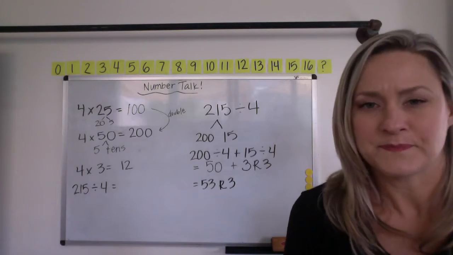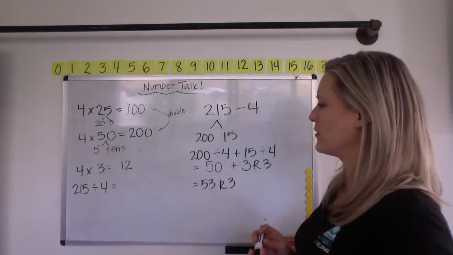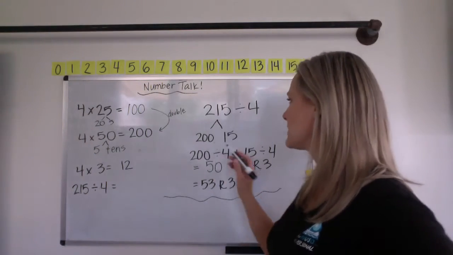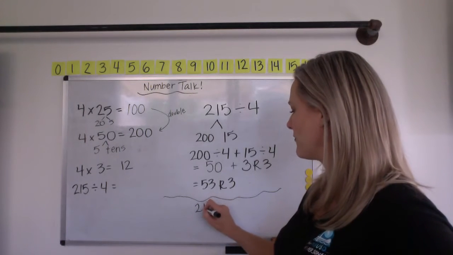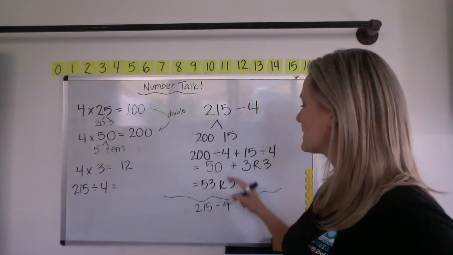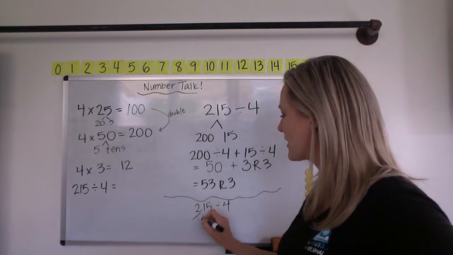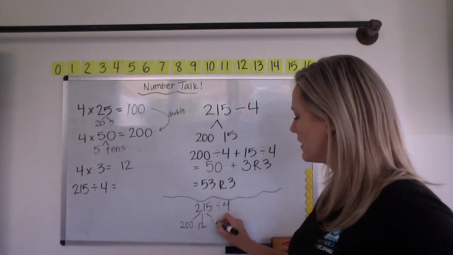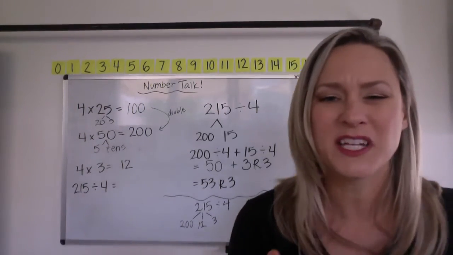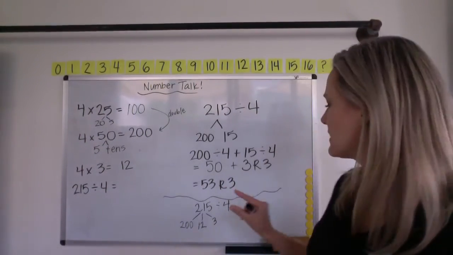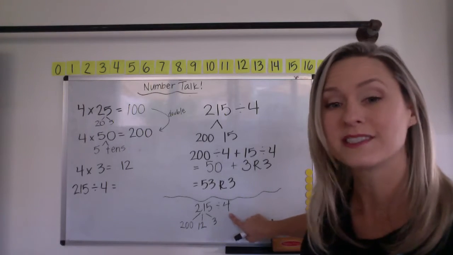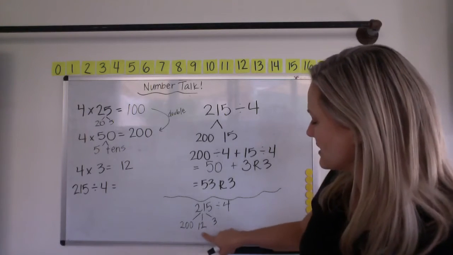So maybe you did that. Or maybe you thought of doing something kind of related, but splitting 215 divided by 4. Maybe instead of keeping the 15 together, you actually did 200, 12, and 3. And you're giving yourself little pieces that you can divide that are friendly to the 4, which is your divisor. So that's friendly, that's friendly.